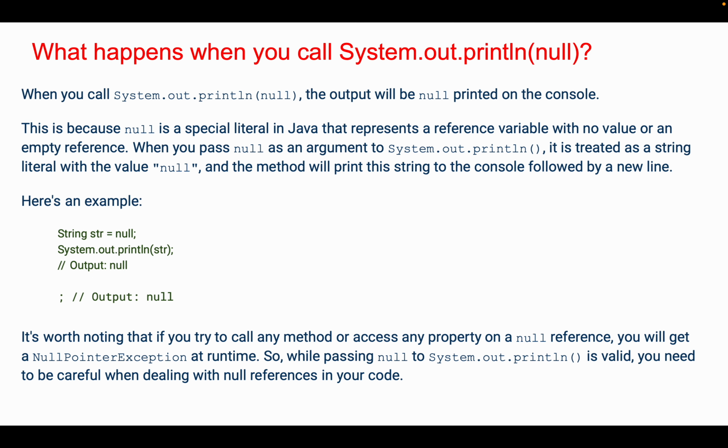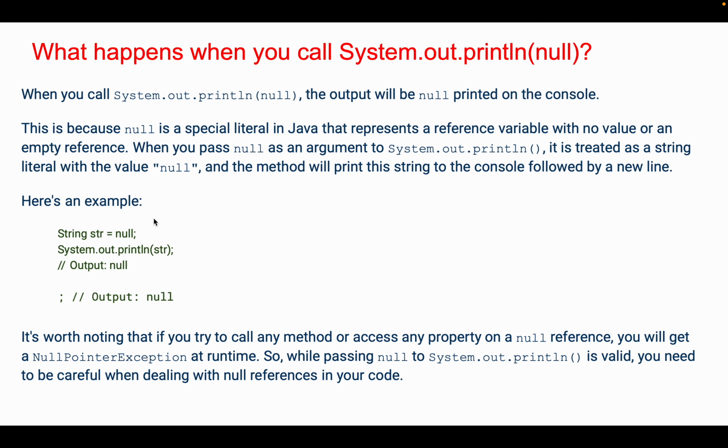This is because null is a special literal in Java that represents a reference variable with no value, or an empty reference. When you pass null as an argument to System.out.println, it is treated as a string literal with the value null, and the method will print this string to the console followed by a new line. Okay, so here's the example.